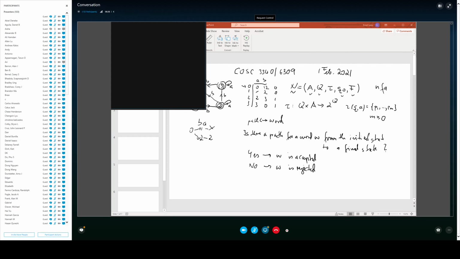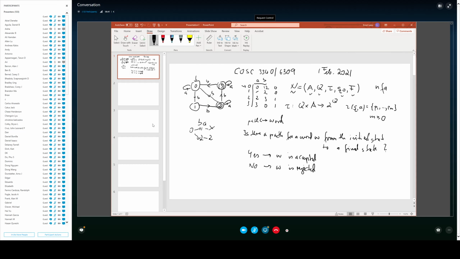So that then gets us to the question, how do we define, well, first, obviously, we want to define tau of Q0 and W for some word W, because this is really ultimately what we are interested in. And then we want to define what is the language of all words accepted by this non-deterministic finite automaton.